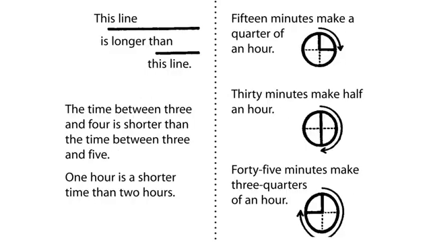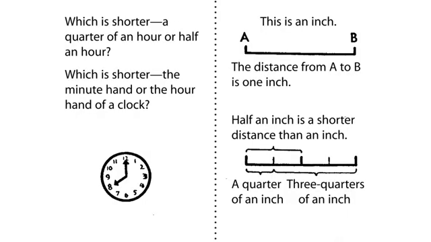This line is longer than this line. The time between 3 and 4 is shorter than the time between 3 and 5. 1 hour is a shorter time than 2 hours. 15 minutes make a quarter of an hour. 30 minutes make half an hour. 45 minutes make 3/4 of an hour. Which is shorter, a quarter of an hour or half an hour? Which is shorter, the minute hand or the hour hand of a clock?